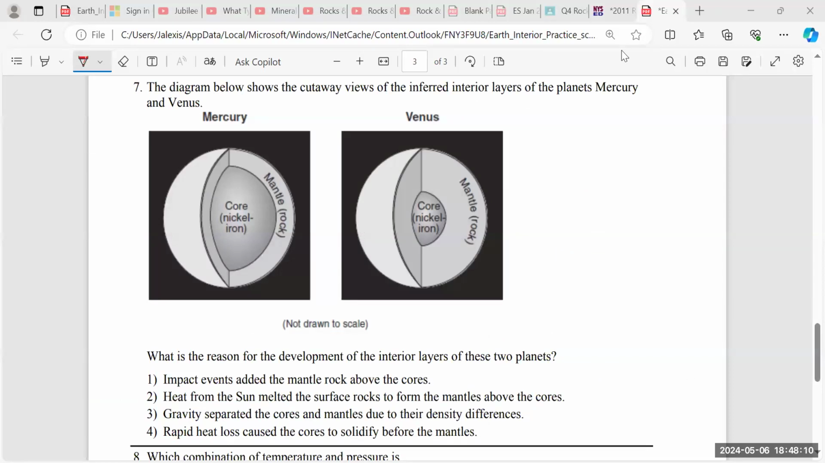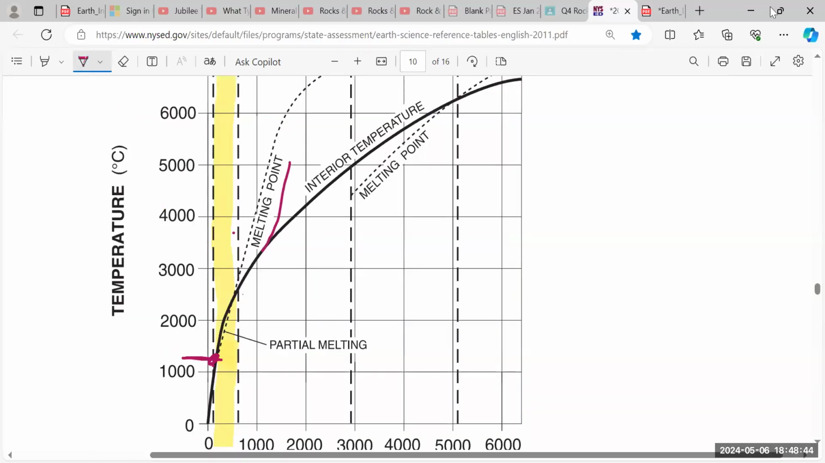All right, number 7. The diagram below shows the cutaway views of the inferred interior layers of the planets Mercury and Venus. What is the reason for the development of the interior layers of these two planets? Now, one thing I know, I see the mantle and I see the core, a nickel iron. And when I look at the Earth's interior, on what page, everybody?